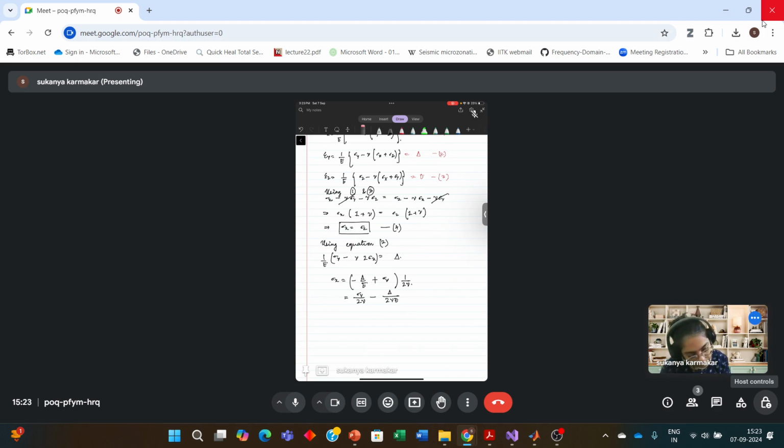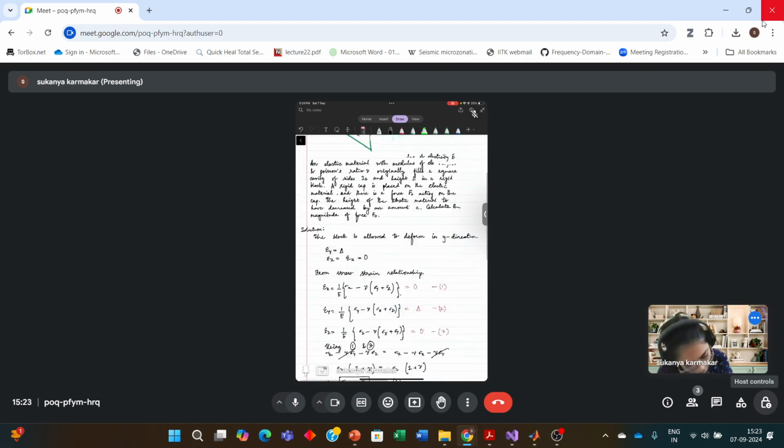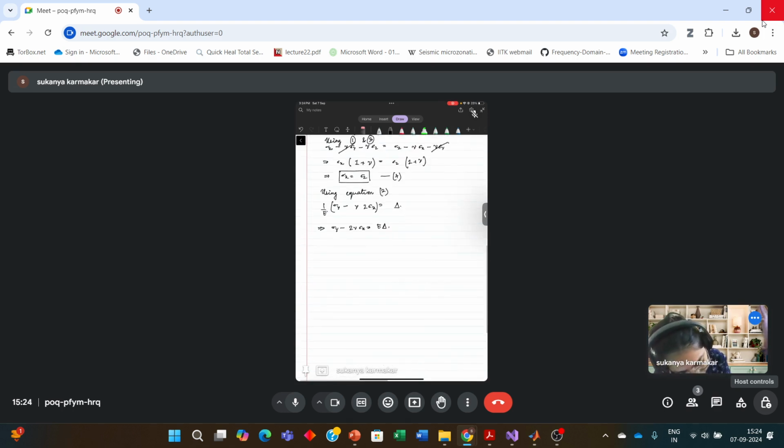Sorry, doing all wrong maths today. I don't know what is wrong. So sigma x will be sigma y minus E delta divided by 2 nu. Okay, this is, let's say, equation number 5.